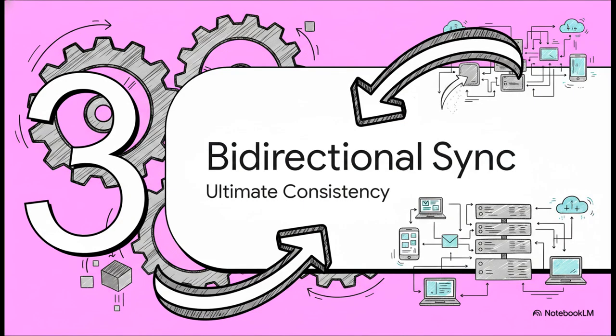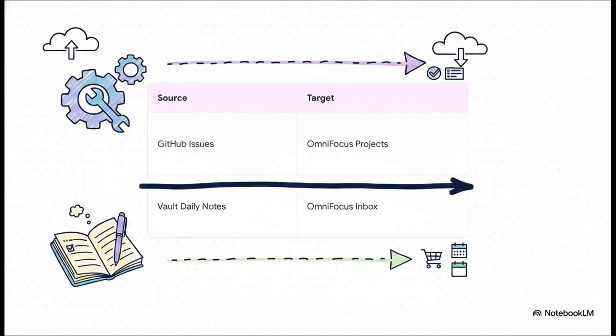Okay, let's pull back the curtain a bit more in Section 3, the ultimate bidirectional sync system. Now, what makes this work so well is strict domain separation. As you can see, GitHub Issues sync directly to OmniFocus Projects. GitHub is your absolute source of truth for heavy project work. Meanwhile, your Vault Daily Notes route straight to your OmniFocus Inbox to handle those smaller daily tasks. This separation is key. It means your inbox doesn't get flooded with complex code issues, and your projects don't get cluttered with a random reminder to buy milk.